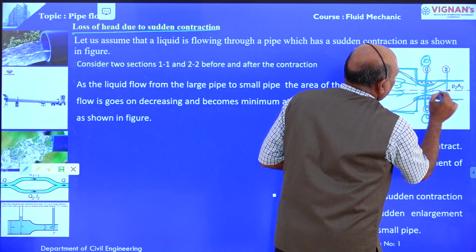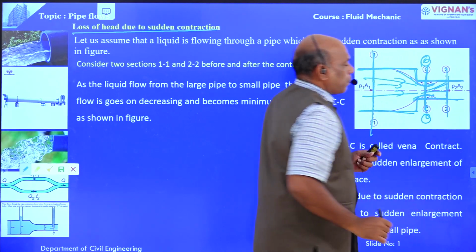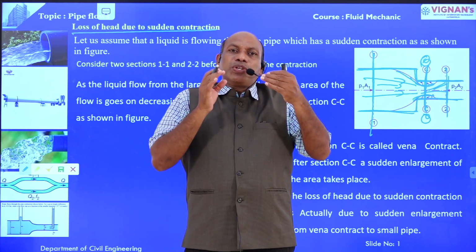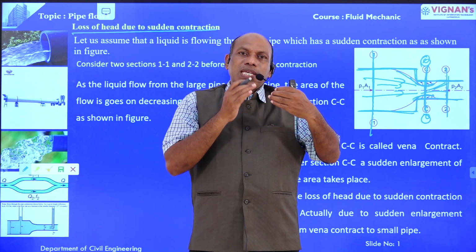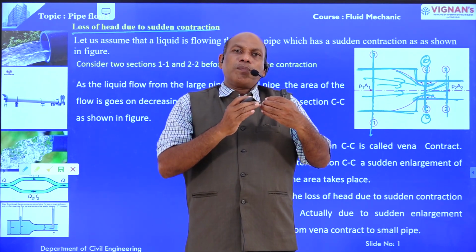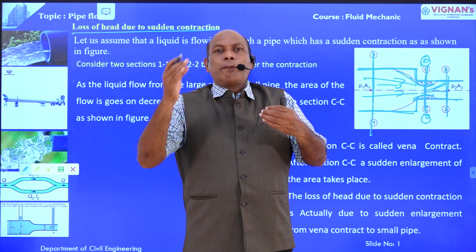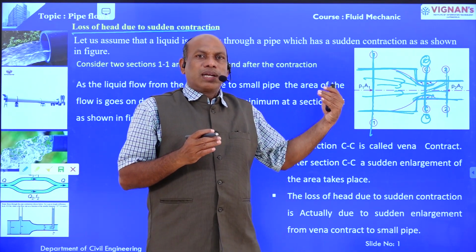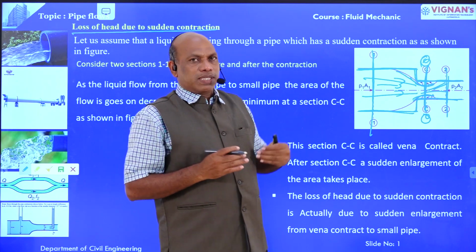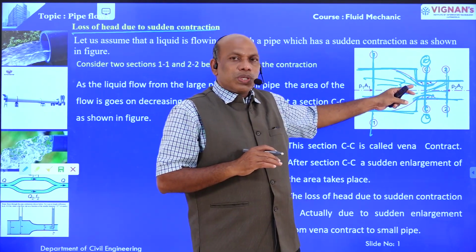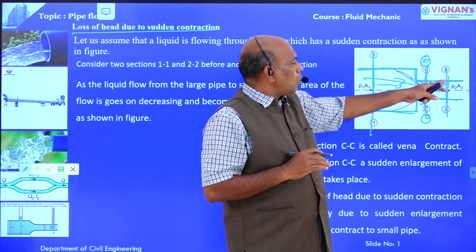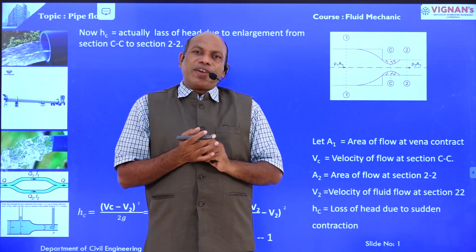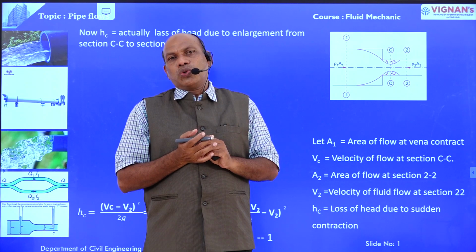To the pipe, vena contracta to the pipe. The head loss due to contraction is mainly due to the flow changing, or flow moving from the vena contracta to the pipe. That is the reason head loss due to contraction takes place. Right? The flow changes from the vena contracta to the small pipe. Now we are going to derive the equation for the head loss due to contraction.